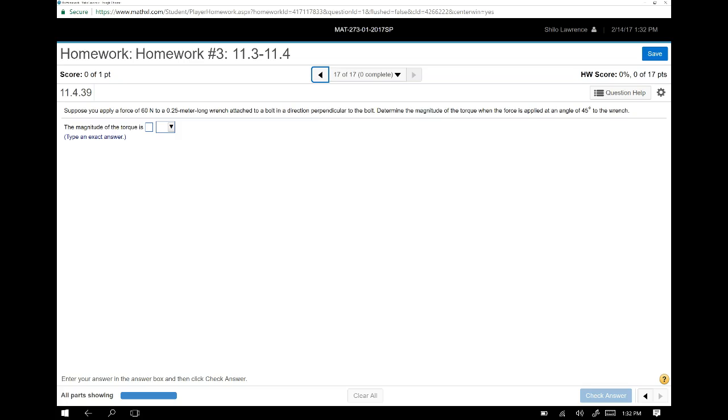And then the last one talks about torque. We did an example of torque right at the end of our cross product section. It's the cross product between the vector that represents the lever and the vector that represents the force being applied to it. So we've got a lever at an angle, and a force being applied to it. We want to write those both out in vector form and then do a cross product between them.